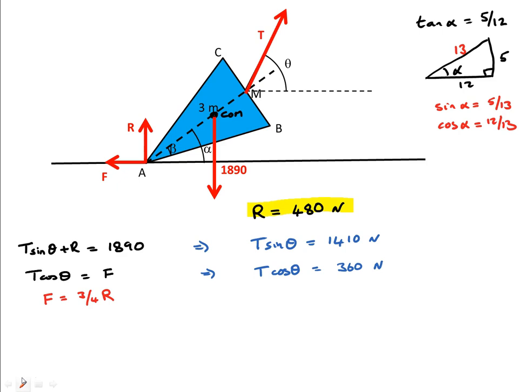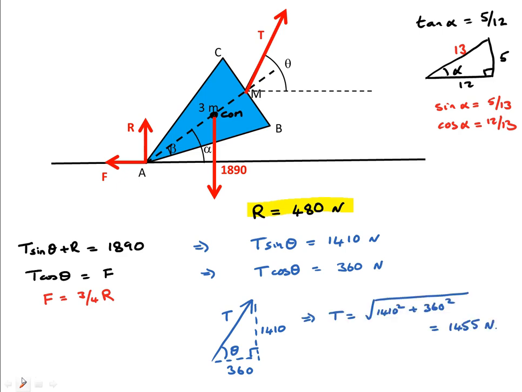So I now know that T has a horizontal component of 360 newtons and a vertical component of 1410 newtons. So the magnitude of T by Pythagoras is 1455 newtons. And we have that theta is tan to the minus 1 of 1410 divided by 360, so that is 75.7 degrees.